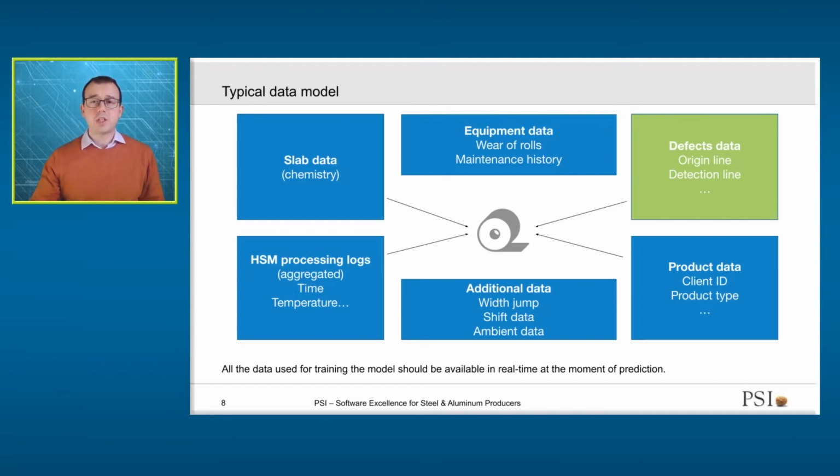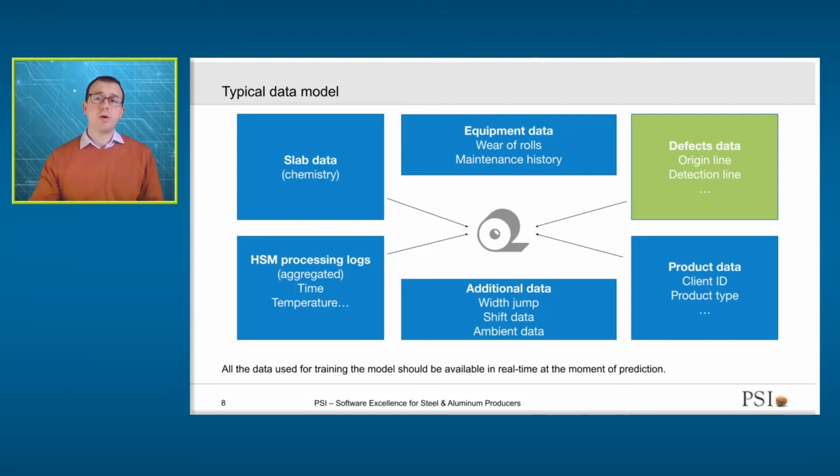Also, some additional data is required from the production schedule, for example, to know how the different materials passed on the line, on the machines. Also, the ambient conditions could be relevant, depending, for example, if there are high temperature changes between summer and winter or between the night and the day. But also some shift information could be valuable in the model.